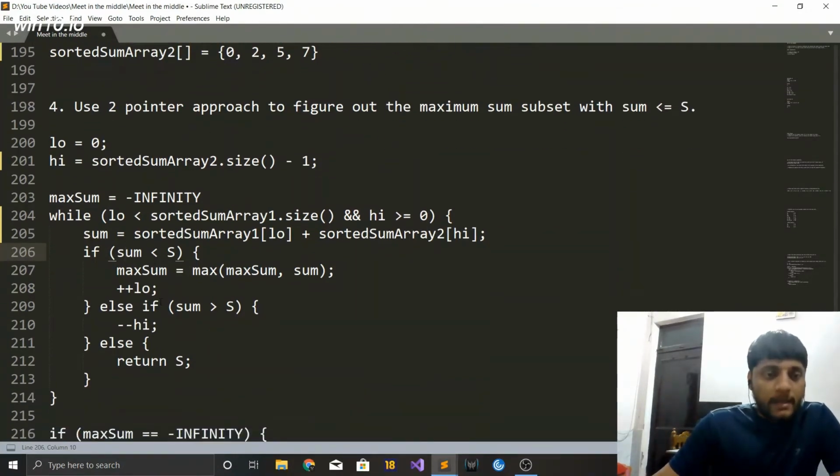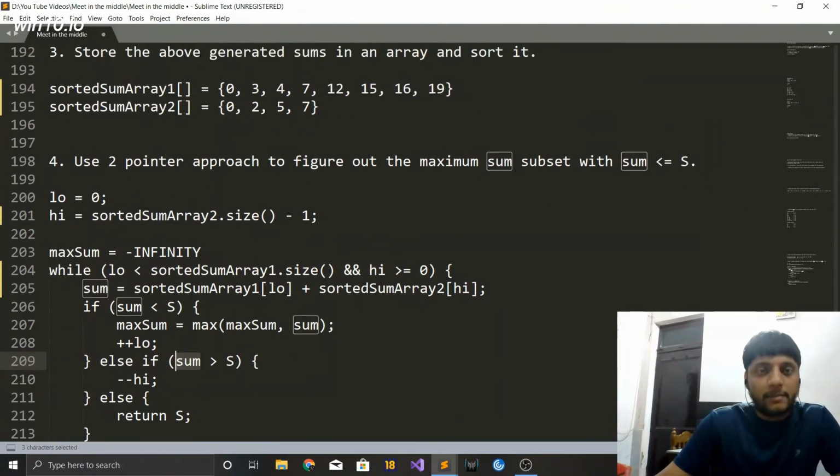Now else if sum was greater than s, so definitely this cannot be the answer. So I am decrementing my high pointer because I want to find the maximum sum less than equal to s. I have got the sum which is greater than s. This means that I have to decrease this sum. For decreasing this sum, I'm going one step left in the sorted sum array 2, and that is because all these smaller numbers are on the left side of the array 2.